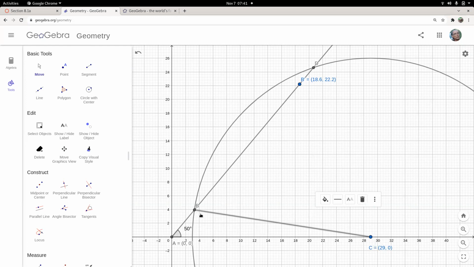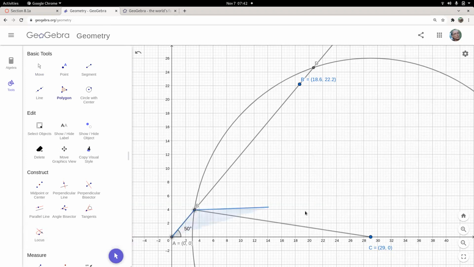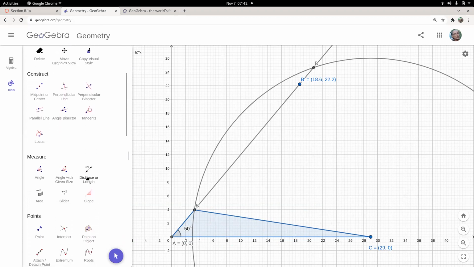So we can figure out what this angle is, that angle is, and GeoGebra will measure those, compare that to the law of sines. So next thing I want to do is draw the polygon on top of that. So A, B, C, back to A to finish the polygon. I'm just kind of highlighting it there just for fun. And then I have some tools here for measuring angles and lengths. So let's measure some length.